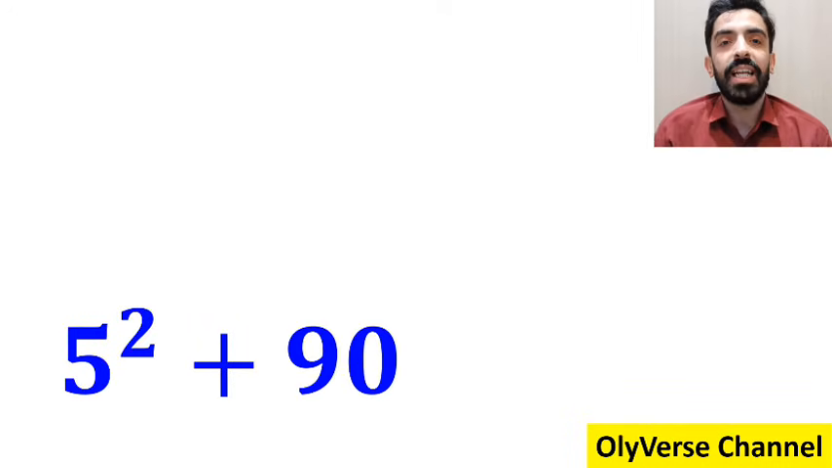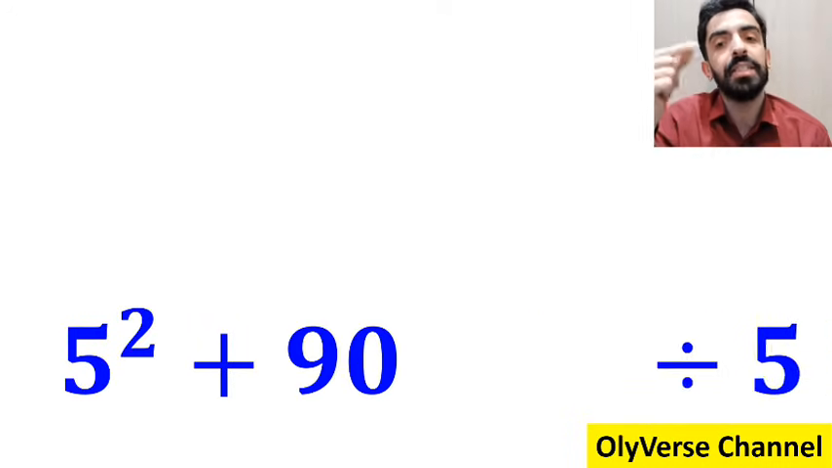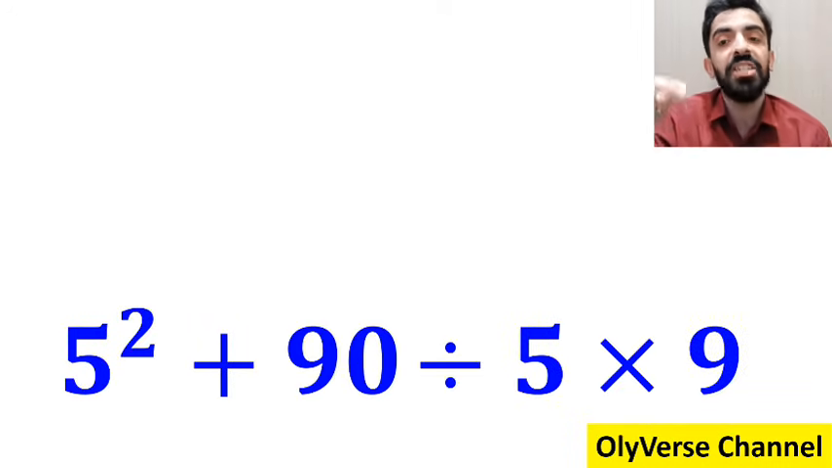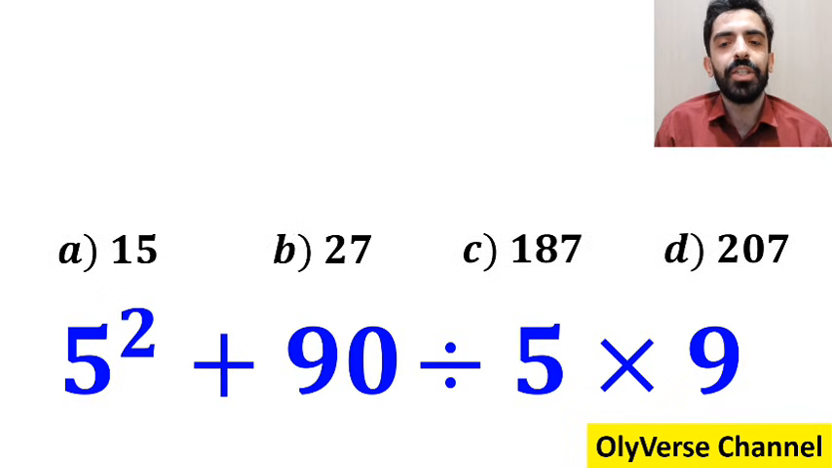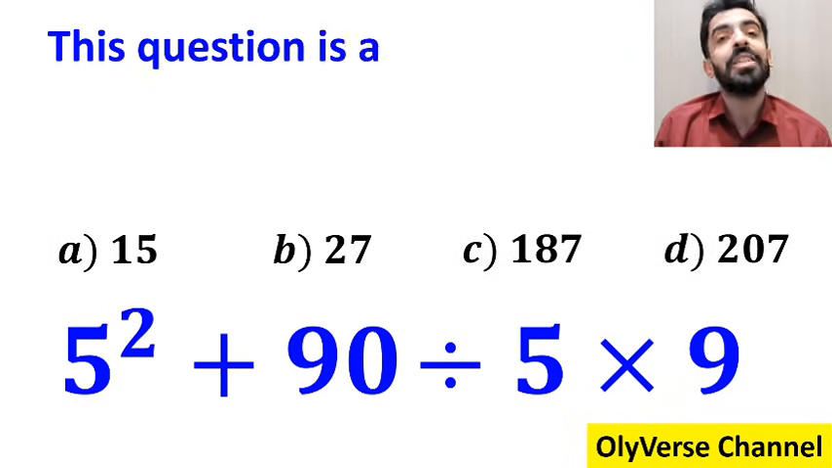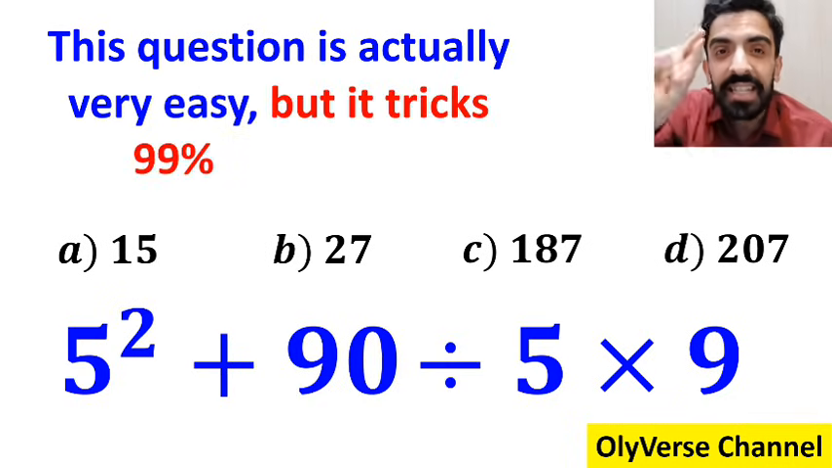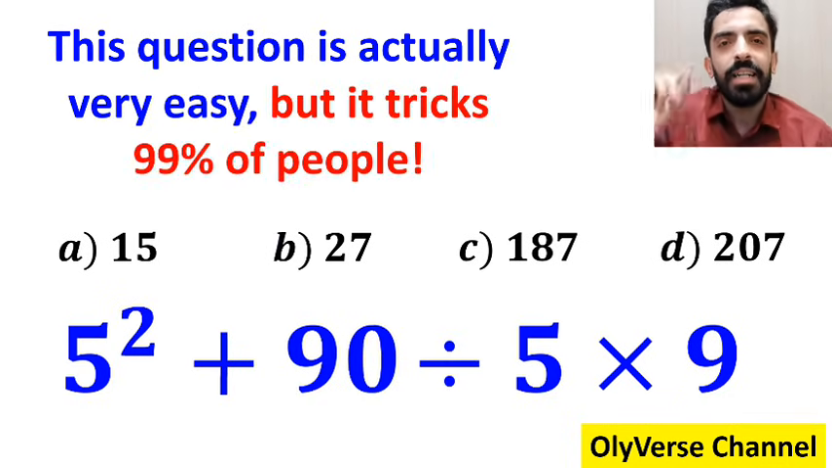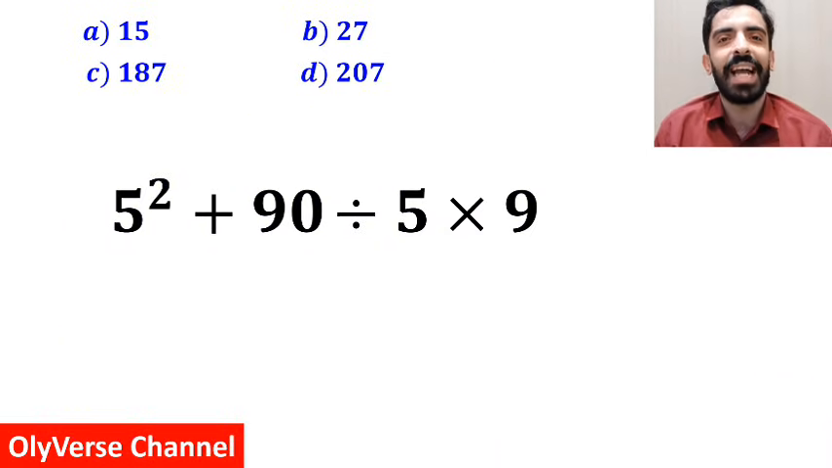What is the value of the expression 5 squared plus 90 divided by 5 then times 9? Which option do you think is the correct answer to this question? This expression is actually very easy, but it tricks 99% of people. Let's go step by step and solve it together.